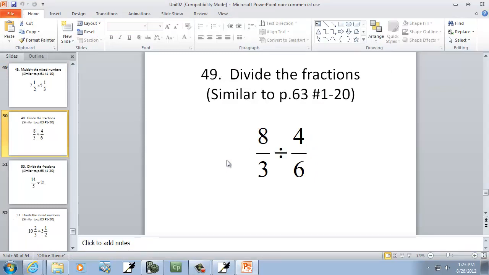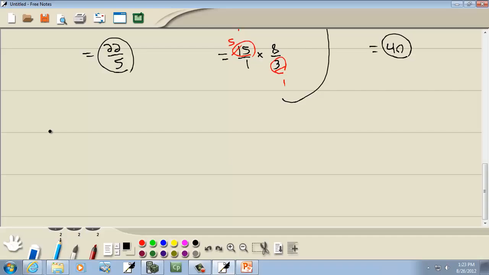Now let's talk about division. We got 8/3 divided by 4/6. Now division is pretty straightforward.